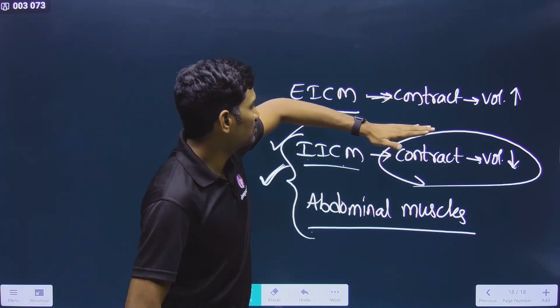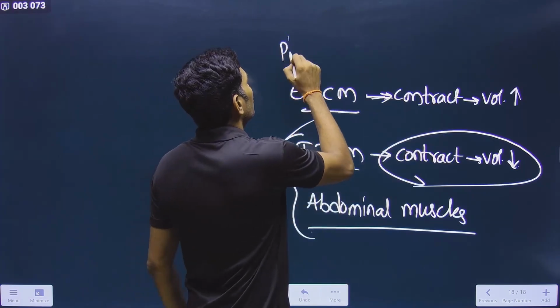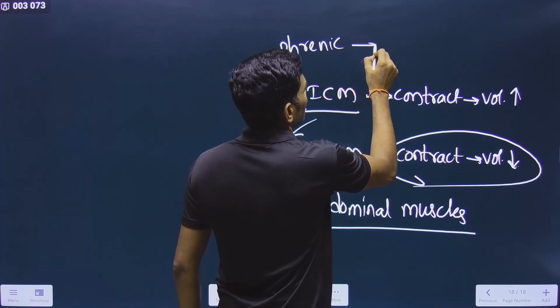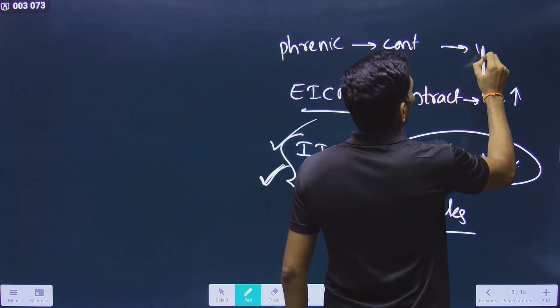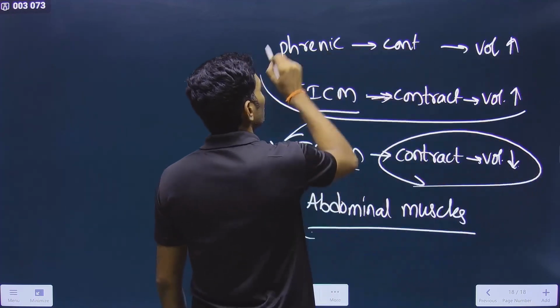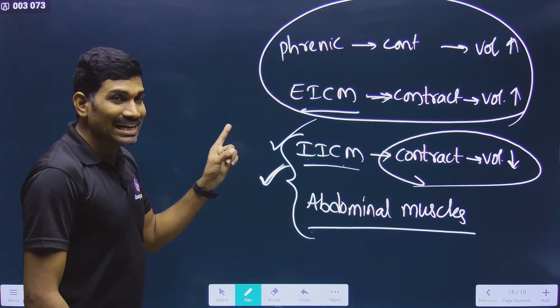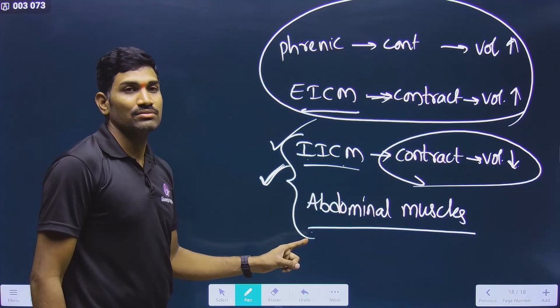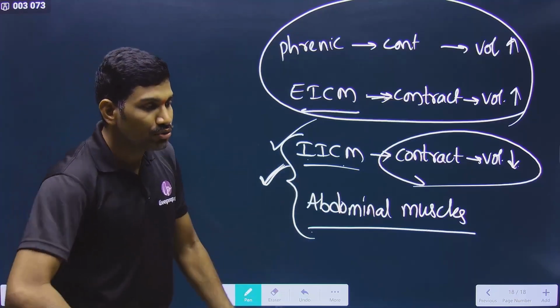Clear? So in the normal condition we are talking about phrenic muscles: phrenic muscles contract, volume increases. These two are generally involved. But for additional change in the volumes, these muscles are also used.